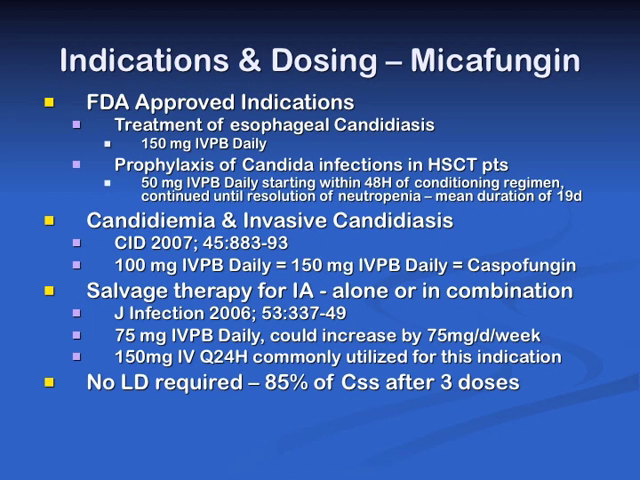FDA approved for esophageal candidiasis and prophylaxis of Candida infections in stem cell transplant patients, and they used a low dose of 50 milligrams a day for prophylaxis in that study. For a while, it was a little late to the party in terms of getting FDA approval, but it is approved for candidemia and invasive candidiasis, and we know that 100 milligrams a day of micafungin is equivalent to caspofungin for candidemia and invasive candidiasis.